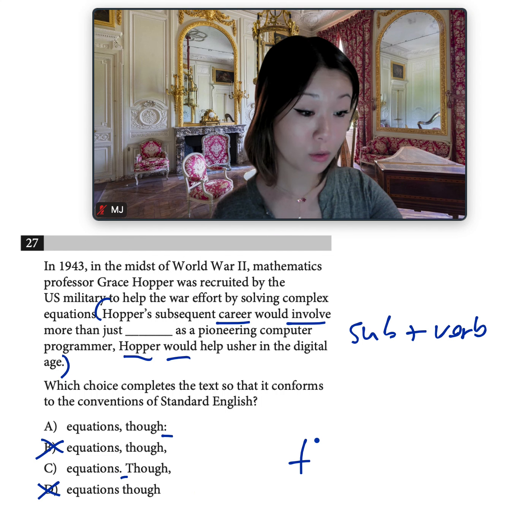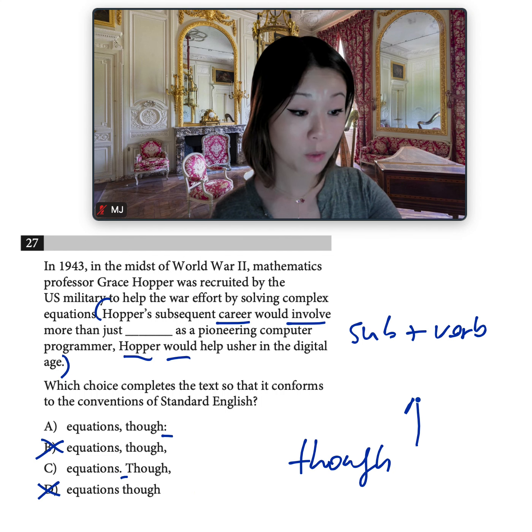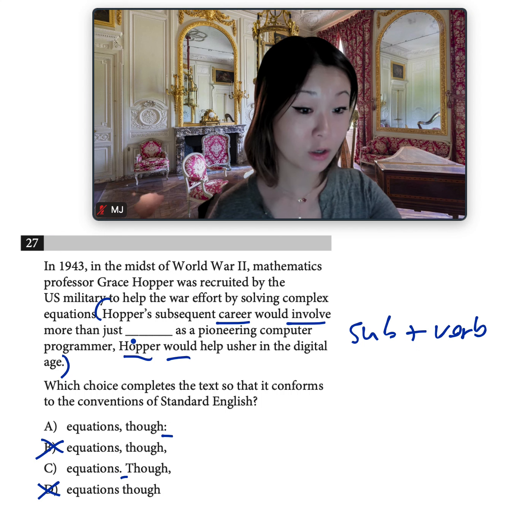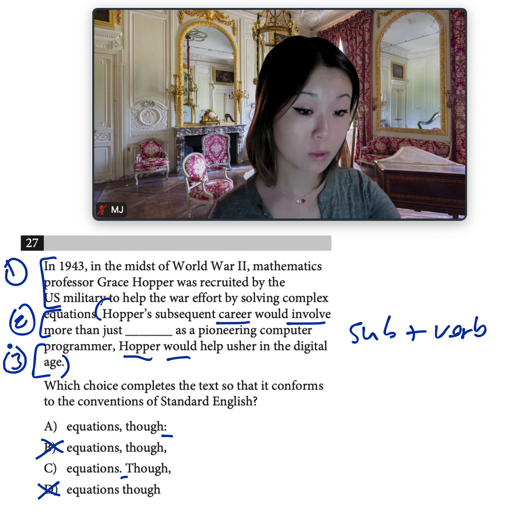So "though" is going to be an opposite direction transition. So where you're going one way and then you're going the other way in terms of your argument, you would use "though" to separate those. But where does the transition actually occur? If we split this up into 1, 2, and 3, where does the shift occur? Would it be between 1 and 2 or between 2 and 3?